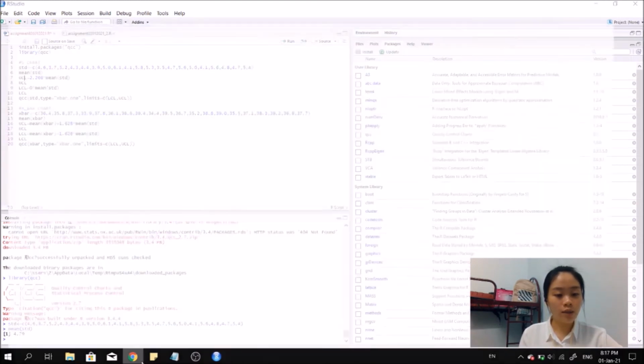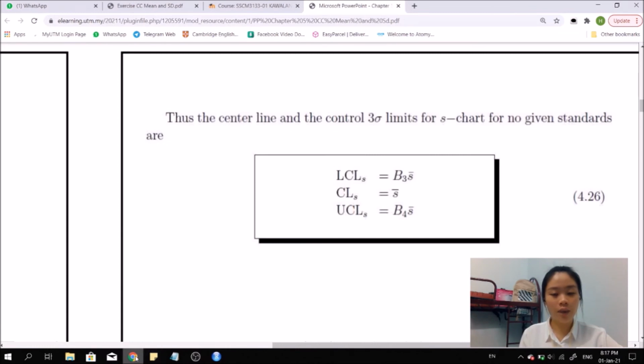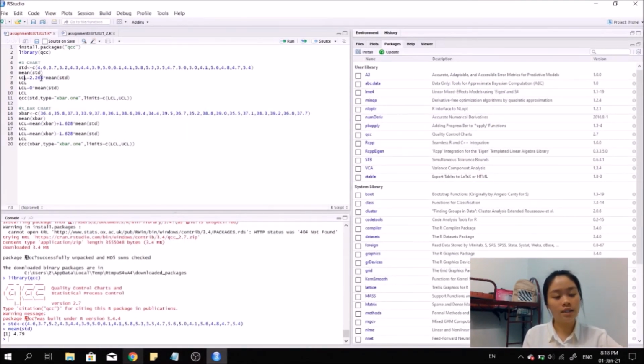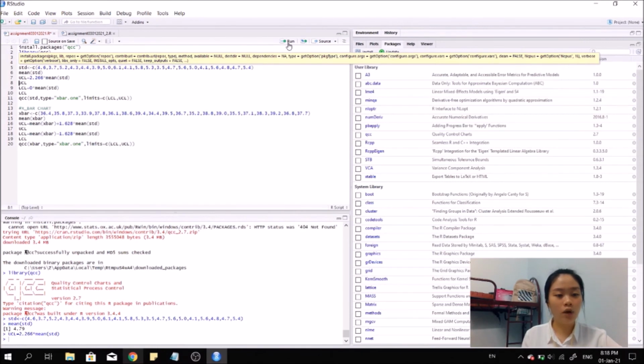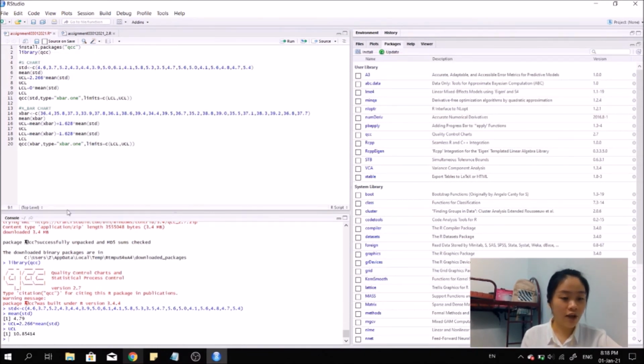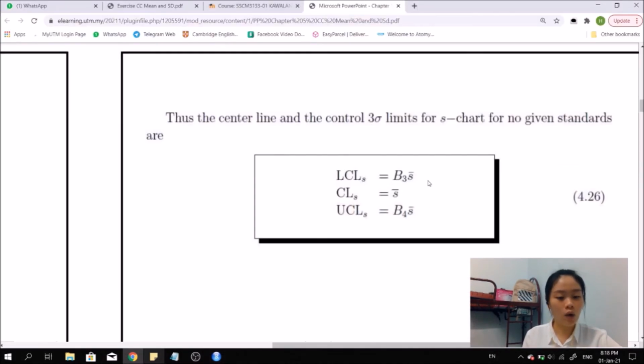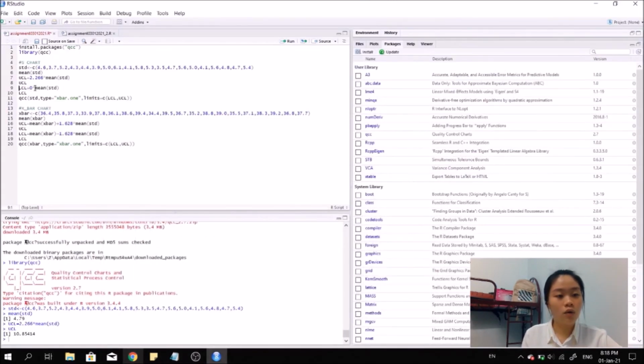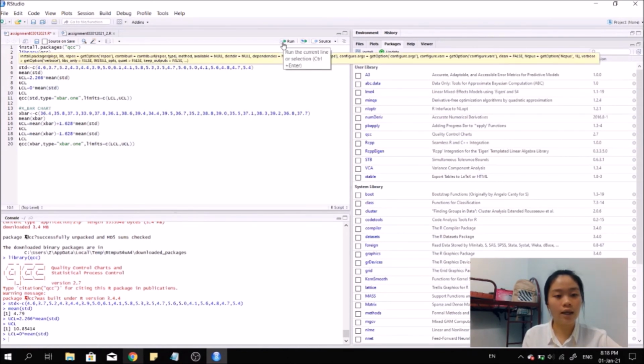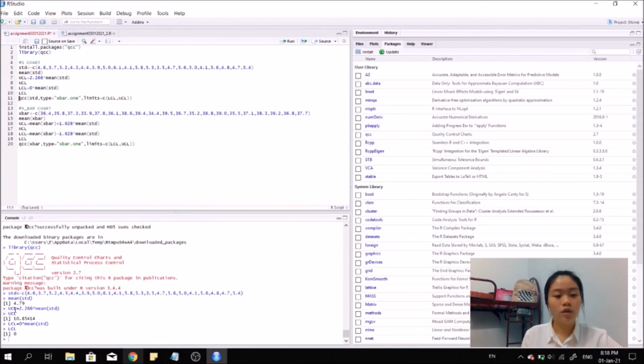Okay, the upper control limit is equal to B4 times bar S. So B4 for a sample size of 4 is equal to 2.266 times bar S, the mean of the standard deviation. So we run this row again, and the upper control limit will become 10.585. Okay, now we know our upper control limit. The lower control limit is equal to B3 times bar S. B3 is equal to 0 times bar S, the mean standard deviation. So we run this row again, and the lower control limit will be 0. So now we know that our bar S is equal to 4.79, the upper control limit is 10.85 and the lower control limit is equal to 0.